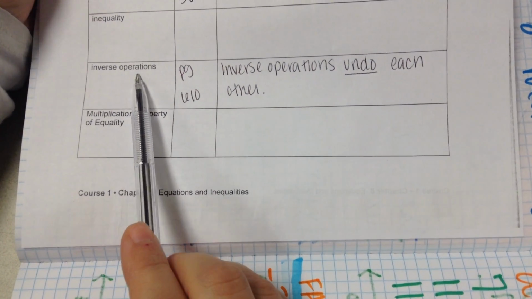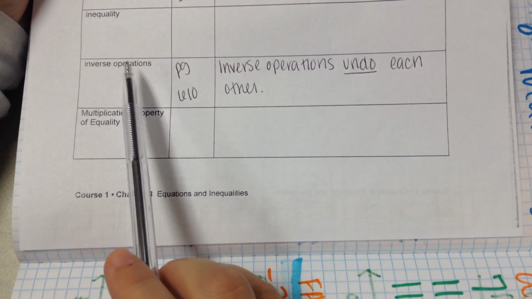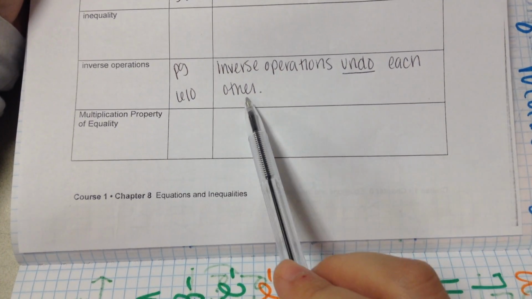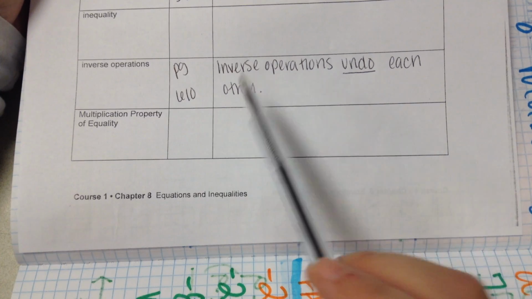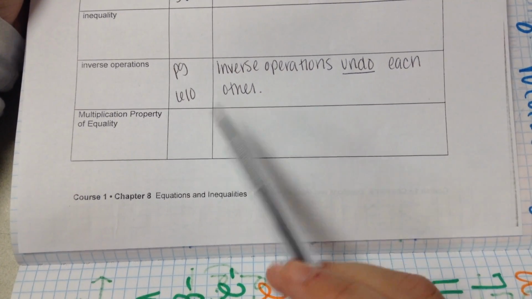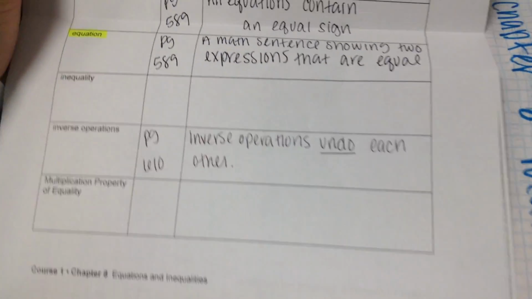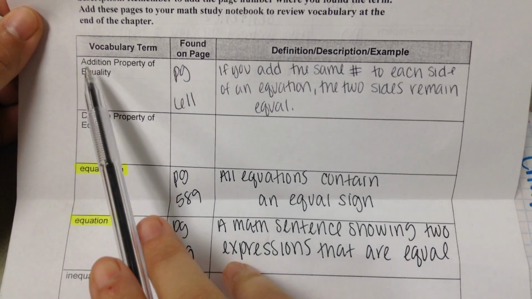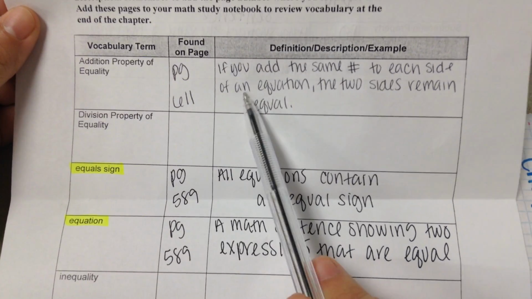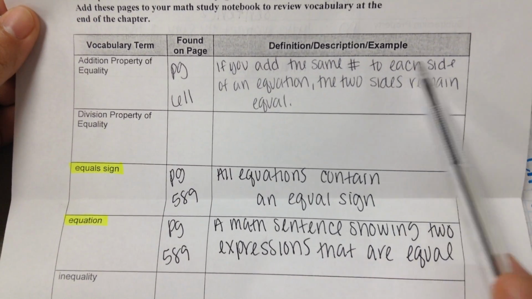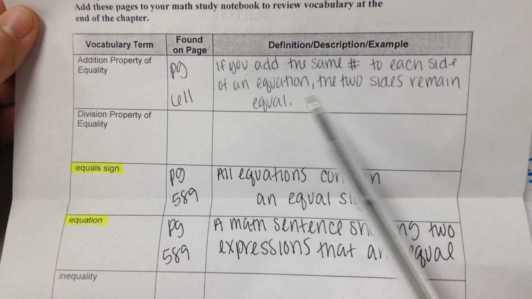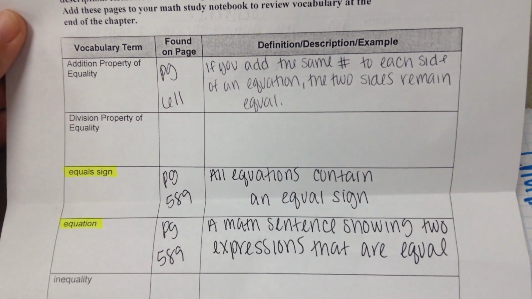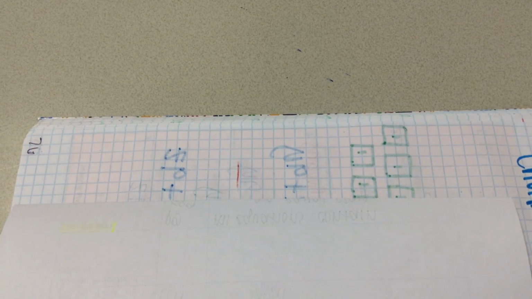Now the other vocabulary word is inverse operations, which is what I was just talking about. So inverse operations are operations that undo each other. Okay, so we're going to be doing the opposite of what we already have. And then the last vocabulary word is going to be the addition property of equality. And again, if you add the same number to each side of an equation, the two sides are going to remain equal.